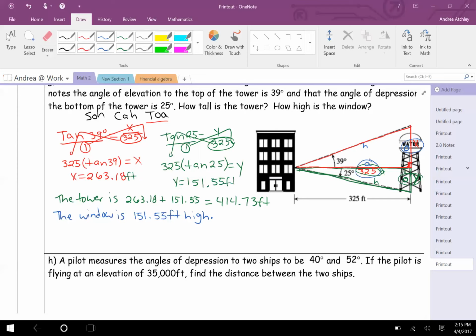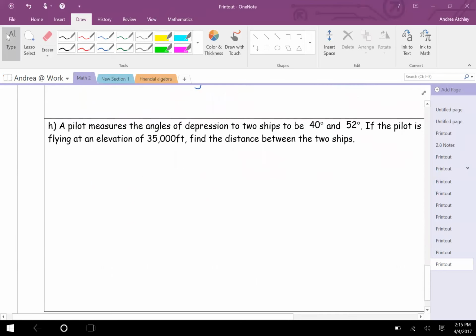How are we doing? Okay, this next one we get to draw a really good picture. It's going to be fun. Okay, a pilot measures the angle of depression to two ships to be 40 degrees and 52 degrees. If the pilot is flying at an elevation of 35,000 feet, find the distance between the two ships. Okay, so we want to draw an airplane.